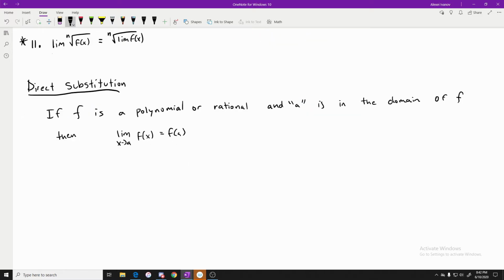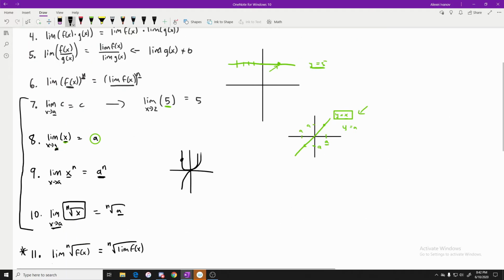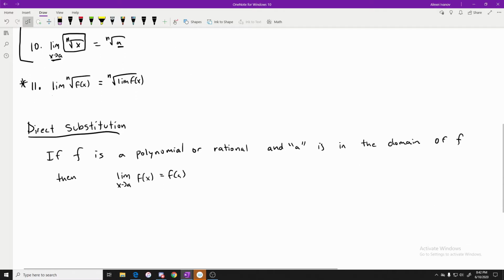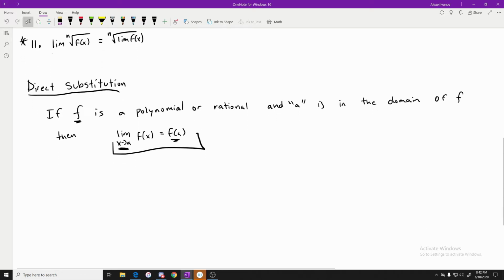Now moving on to direct substitution. I kind of went over it with these four limits right here. Essentially, if we have this function, in this case I called it f, and it's a polynomial or a rational, meaning that it is continuous, and a is in the domain, that's the key quality here, that a has to be in the domain of f, then we can simply plug the a value that we are looking for into our function, and that's how we can evaluate our limit. So it's pretty easy. Now the complicated part is when a is no longer in our domain and we have to modify the function.